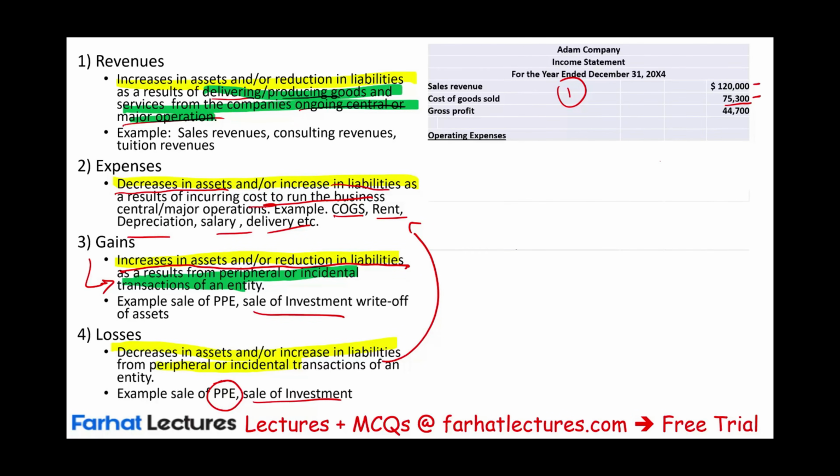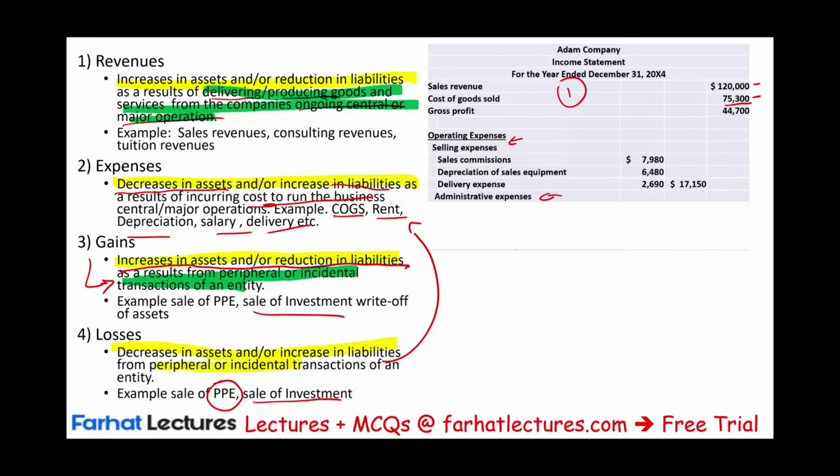Then we list our operating expenses, expenses to operate the business, and we're going to break them between selling and administrative. What are selling expenses? Selling expenses are expenses that we incur to sell the goods, like sales commission, like depreciation of sales equipment, like delivery expense, like advertising expense. Those are expenses we incur to do what? To help us sell the goods. Well, if that's the case, they are called selling expenses. We add them up, and they are up to $17,150 for our purposes.